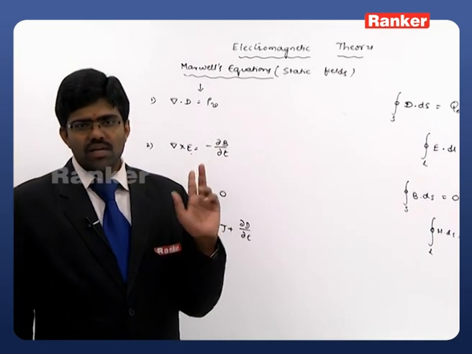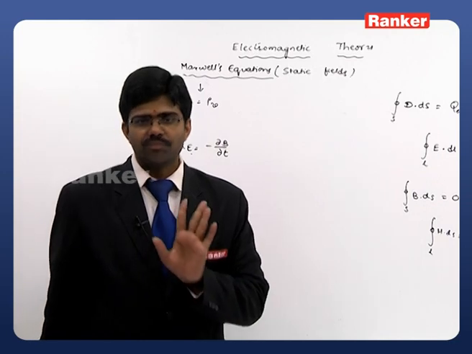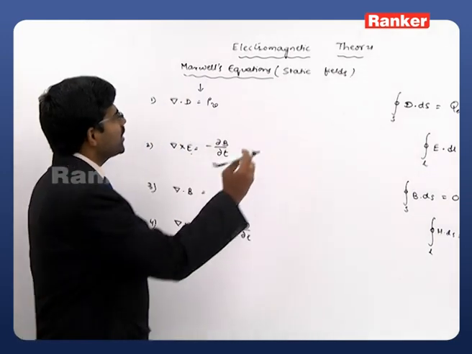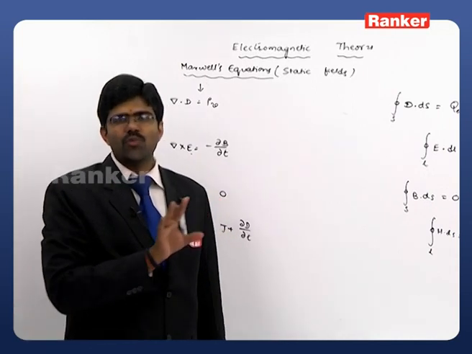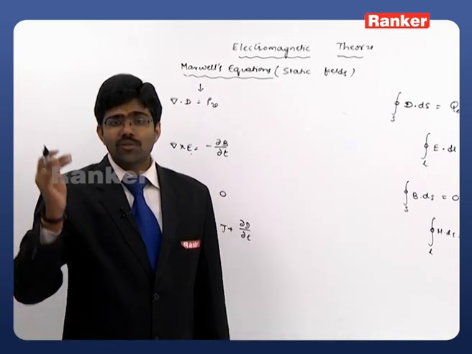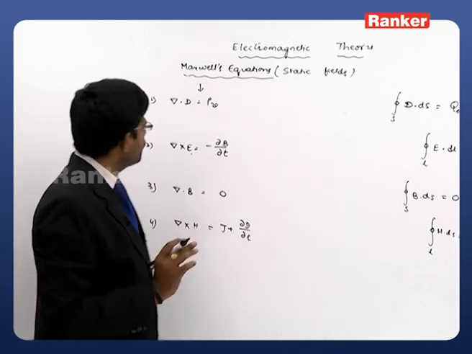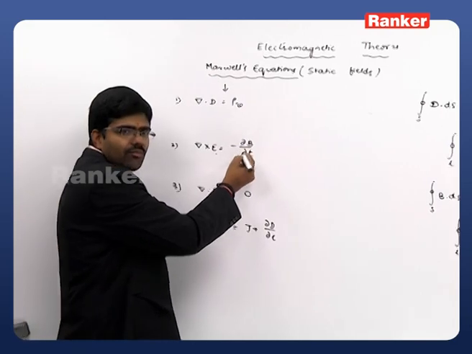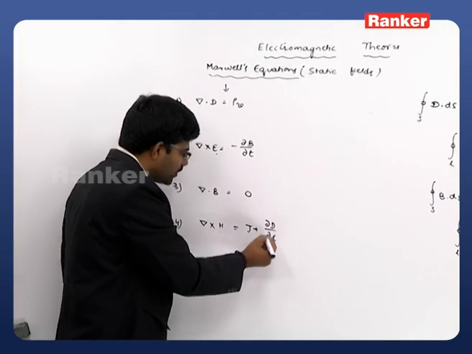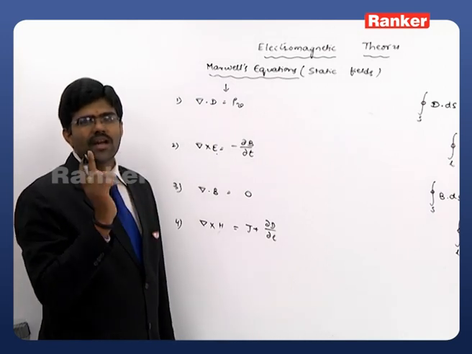Static fields. The charge is at rest and the current we are considering is steady state current, steady current, right? So whenever we are considering static fields, clearly remember, blindly remember, there will be no time varying term. Whenever you find a time varying term, make it equal to 0, right? Here you can observe different time varying terms. Here dou by dou t is a time varying term. Here also dou by dou t, a time varying term. So make them equal to 0 for static fields.